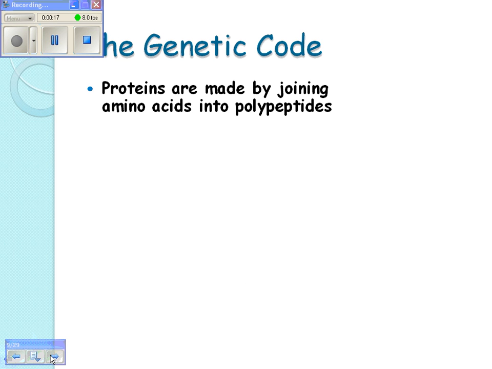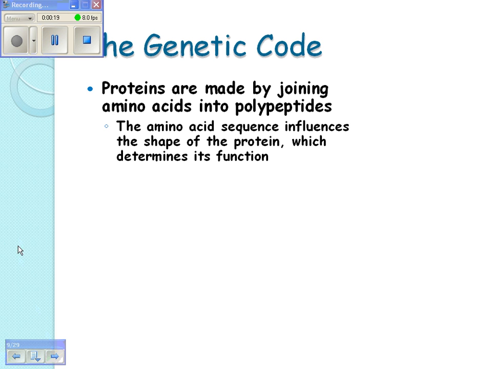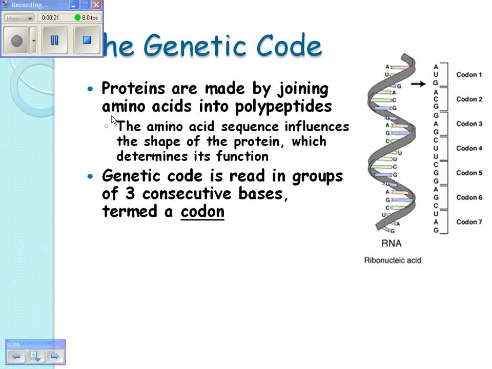So remember, proteins are made by joining amino acids. This sentence right here, you're going to see all the time. This is a super important sentence. Okay? So the amino acid sequence influences the shape of the protein, therefore influencing the function of the protein. Remember, shape is all that matters in the body. It's what makes things happen.